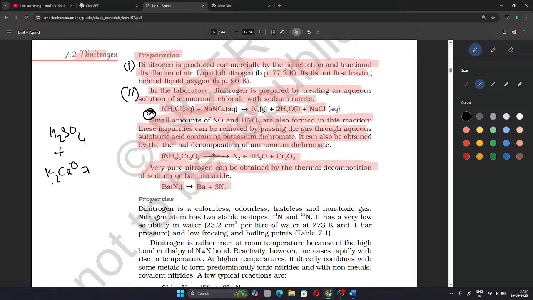Here the potassium dichromate will react and form ammonium dichromate. If we heat this, we will get nitrogen, water and Cr2O3. And the third method is by thermal decomposition of azide groups, either sodium or barium azide.